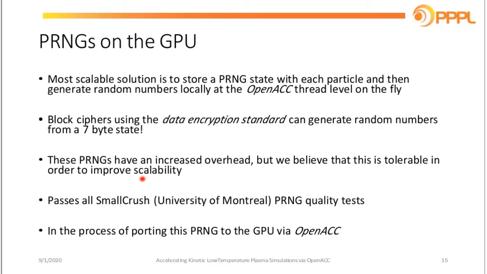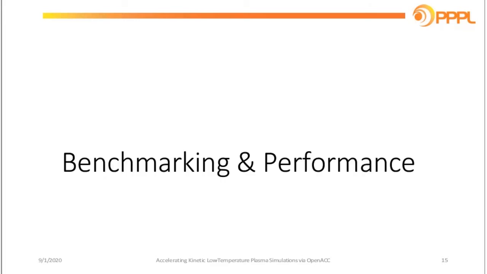It also passes all of the SmallCrush tests, which is a pretty standard suite of random number tests. And so we were quite happy with that. We're in the process of now porting this pseudo-random number generator to the GPU via OpenACC, and then we're going to use that in building our collision algorithm. So that's what we attacked in the algorithms.